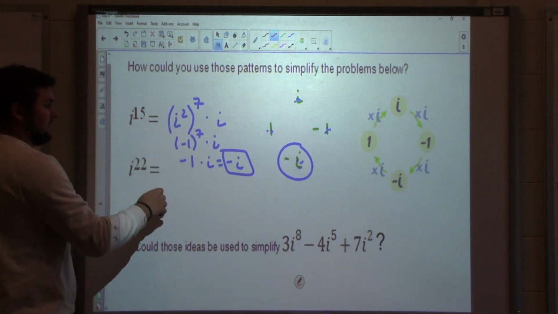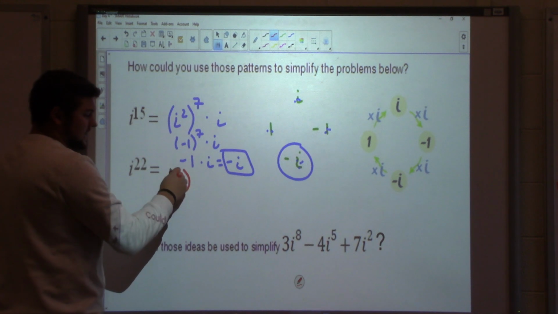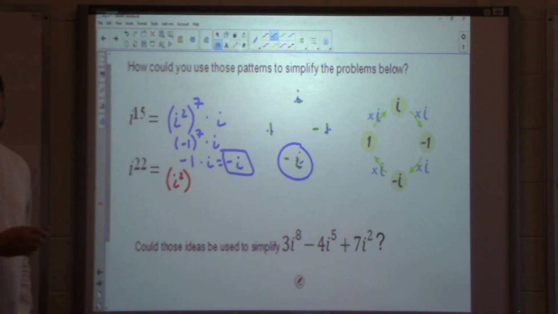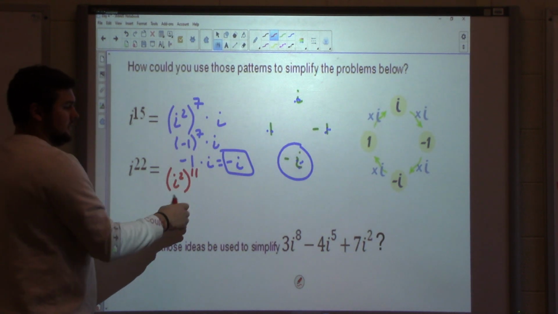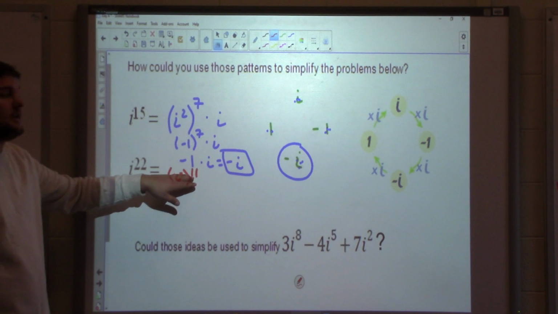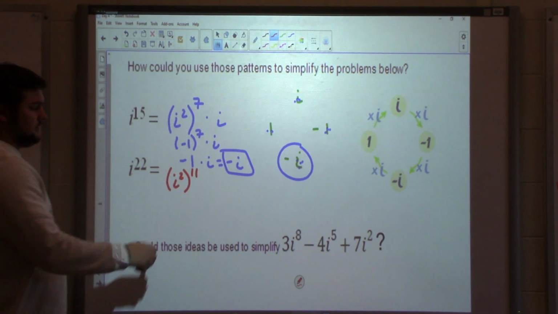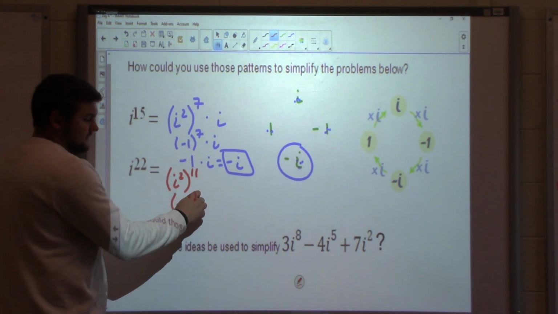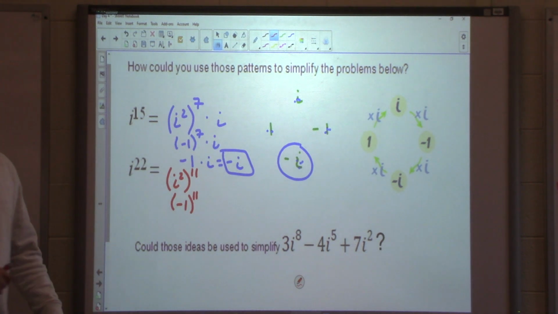i to the 22nd. If I take i squared, how many times does 2 go into 22? 11. 2 times 11 gets me 22. I don't need to multiply by another i. I'm already at 22. So i squared is negative 1, and negative 1 to the 11th power is going to be negative 1.